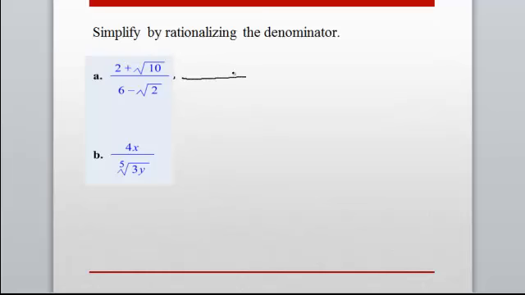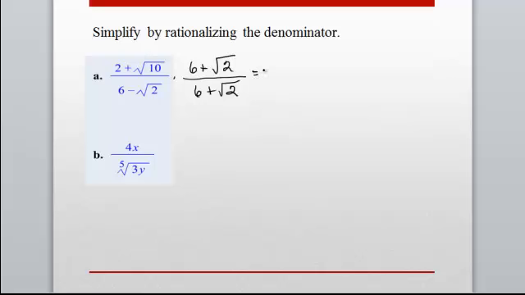We're going to multiply by the conjugate of this. That means you just change the sign. That's it. You just change it to 6 plus the square root of 2 over 6 plus the square root of 2. Okay, if you multiply those, then you won't have a radical in the denominator anymore. So let's multiply everything in the numerator out.